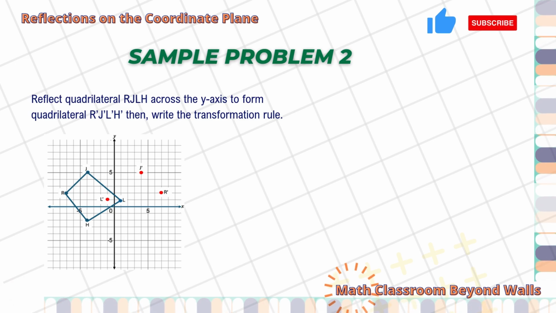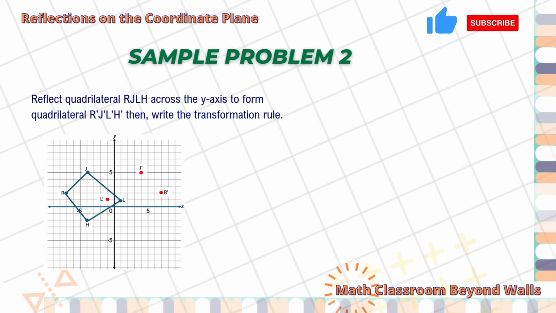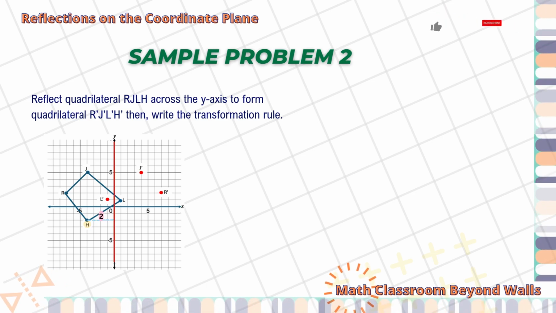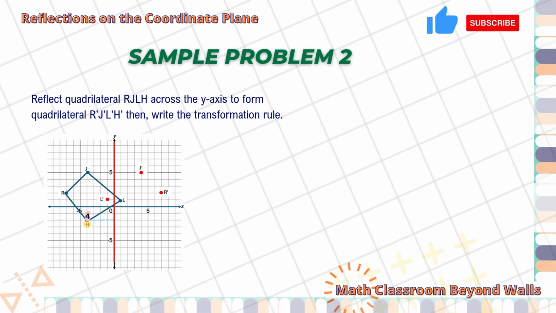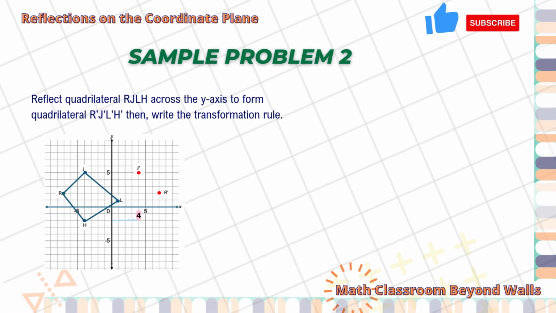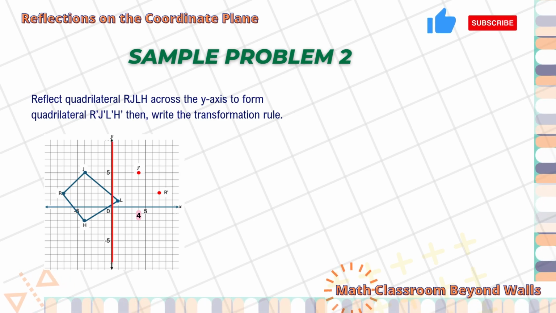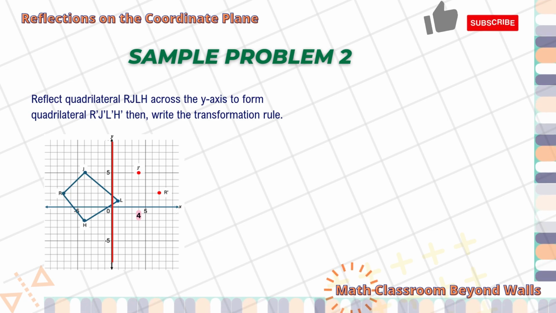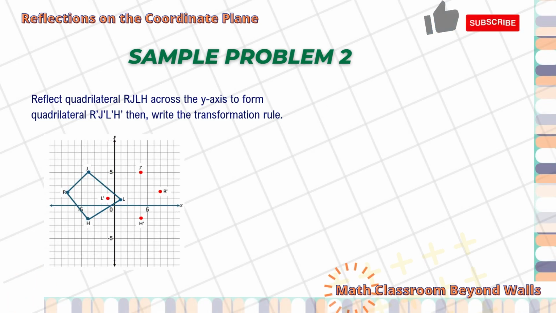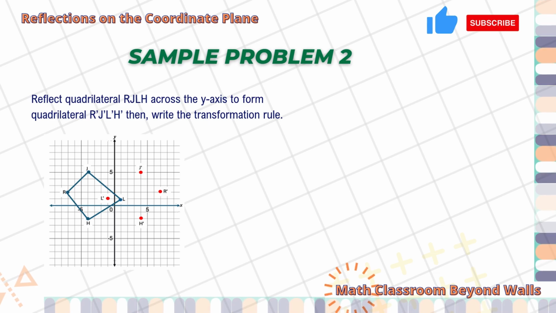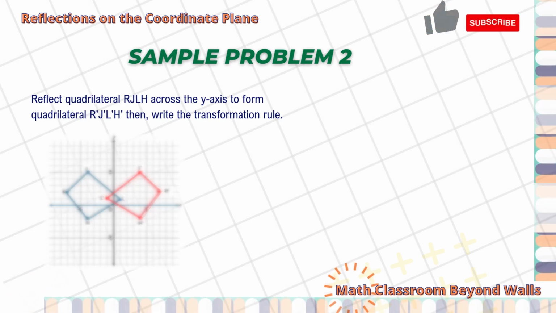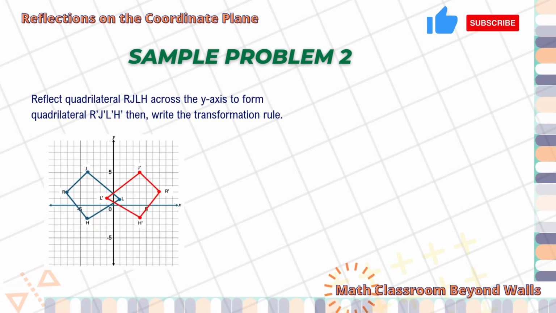Next, we locate point H prime. The same thing, count how far H is from the line of reflection. So we count 1, 2, 3, 4. Now we count 1, 2, 3, 4 units from the line of reflection towards the opposite direction. Then plot and label point H prime. Okay, so all that is needed is to connect the points. We now have the reflected image, quadrilateral R prime, J prime, L prime, H prime.